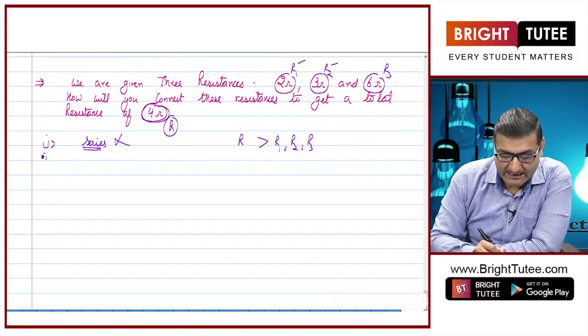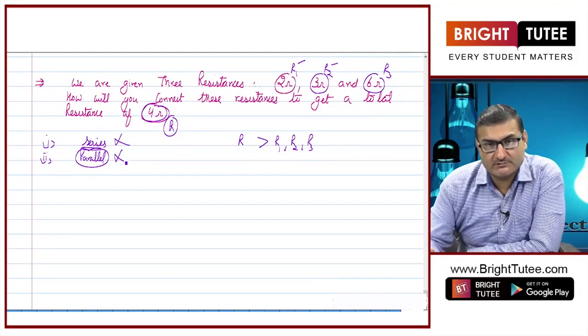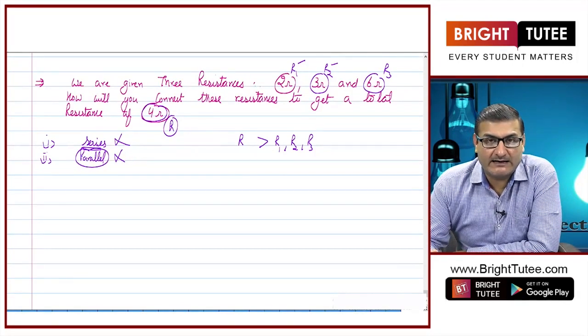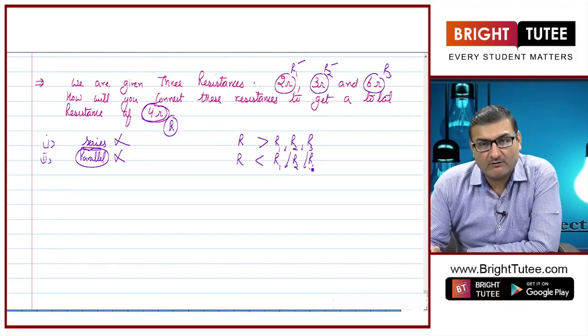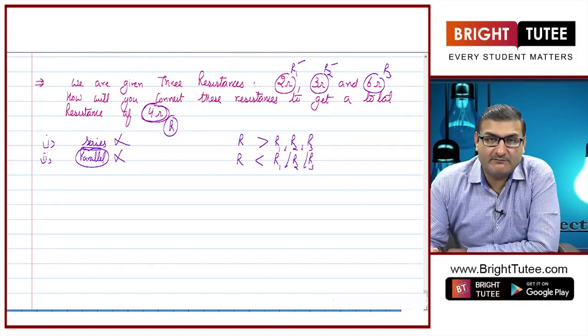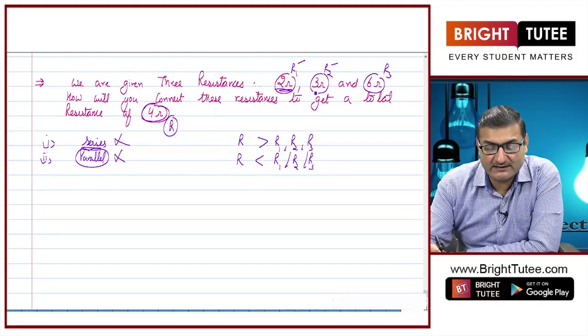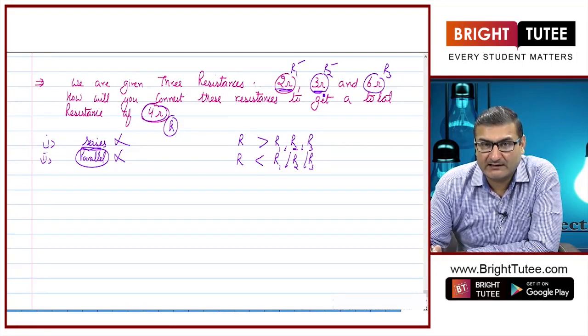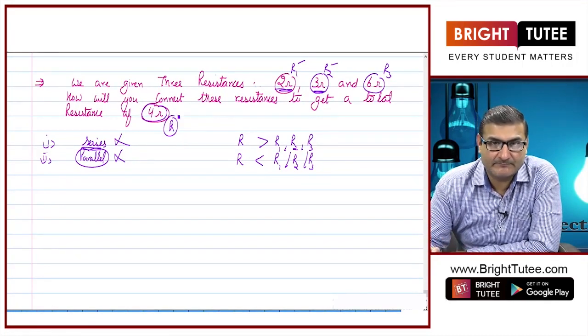Second option I had was the parallel combination. In parallel combination also we won't find the required answer, because in parallel combination the total resistance should be less than R1 or R2 or R3, any other individual resistance. So, this 4 ohm is not less than R1 or R2. So, if we try the parallel combination, we will not get this particular answer.